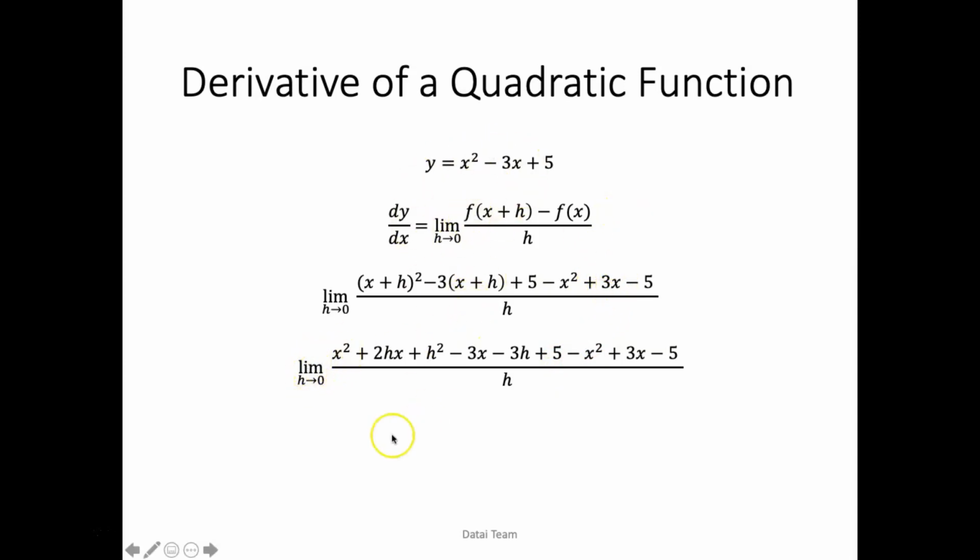That is equal to the limit, or the derivative. As you can see, when we do the algebra, here we get 2hx plus h squared minus 3h over h, and we can cancel all the h's here. So there is no h left here, and we simply get 2x minus 3 as everything cancels out. We have 2x minus 3 plus h, but because the limit is approaching 0, this h vanishes, and this is our derivative.